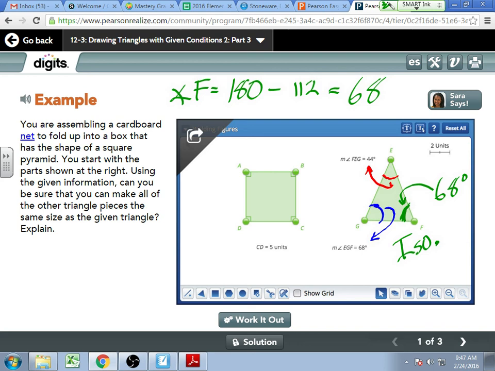Two sides equal. All sides are not. So, if we know that E is going to be the tip of my pyramid, where would this side length of CD relate on the triangle? Where would that side length relate on the triangle?